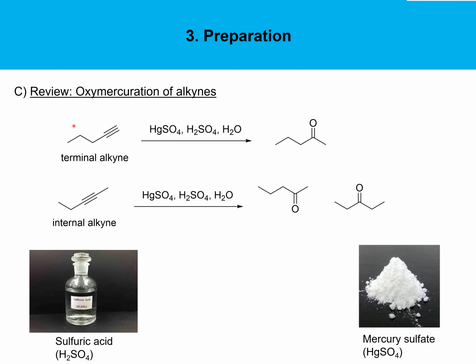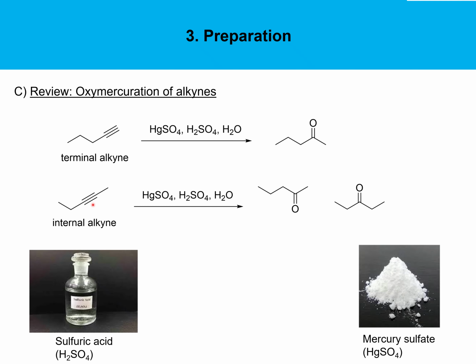Another reaction that we covered previously is the conversion of an alkyne into a ketone through oxymercuration. So if we take a terminal alkyne and we add mercury sulfate, sulfuric acid, and water, we can obtain a ketone. Notice the ketone or the carbonyl will always be added to the more substituted carbon of the alkyne. So in this terminal alkyne, it will be the second carbon.